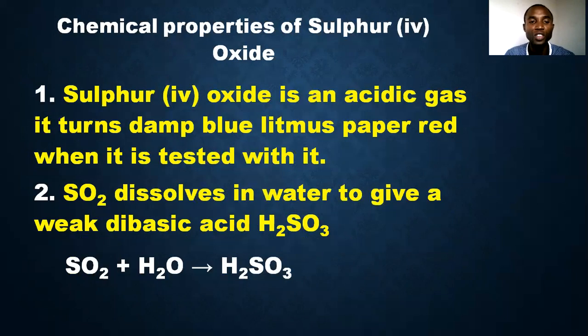What are the chemical behaviors? Number one is that it's an acidic gas. What does it mean? It can turn damp blue litmus paper red, which is what acid does when tested with it. Number two is that sulfur oxide dissolves in water to give a weak acid. That is why it could turn blue litmus paper red. But you know it's damp litmus paper, not just any. Damp means containing water; dry litmus will not show acidic behavior.